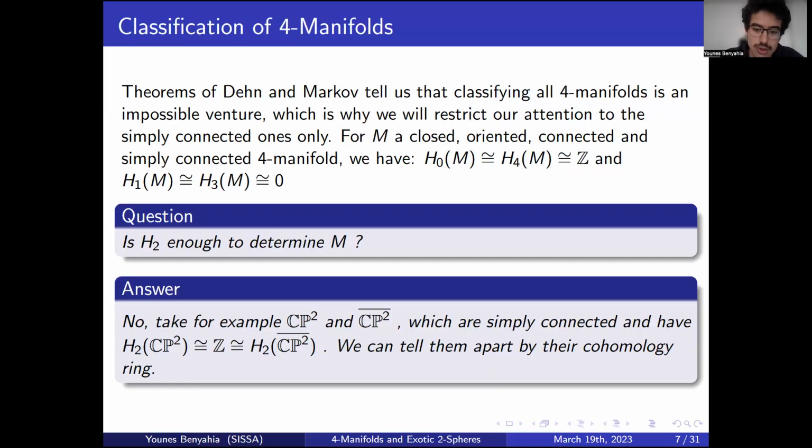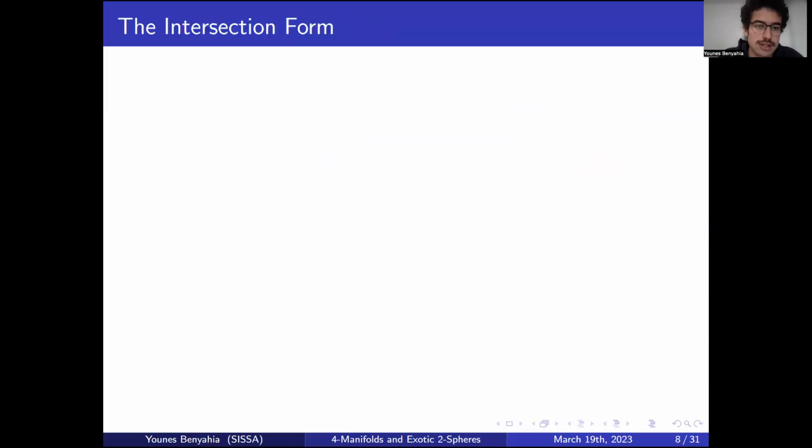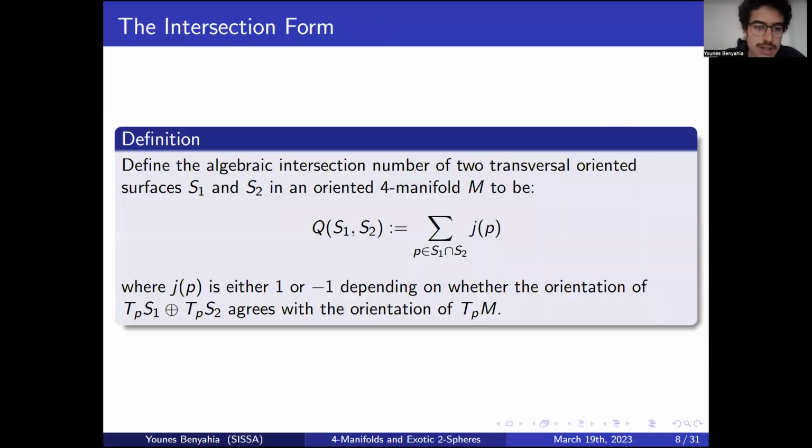So to see what structure coming from the cohomology ring is responsible for this distinction, we can pin it down as the intersection form, and we will start to define it. First, define the algebraic intersection number of 2 transversal oriented surfaces, S1 and S2, in an oriented 4 manifold M to be as follows. You take each point of intersection, and you take it to be either +1 or -1, depending on whether the orientation of TPS1 followed by the orientation of TPS2 agrees with TPM.